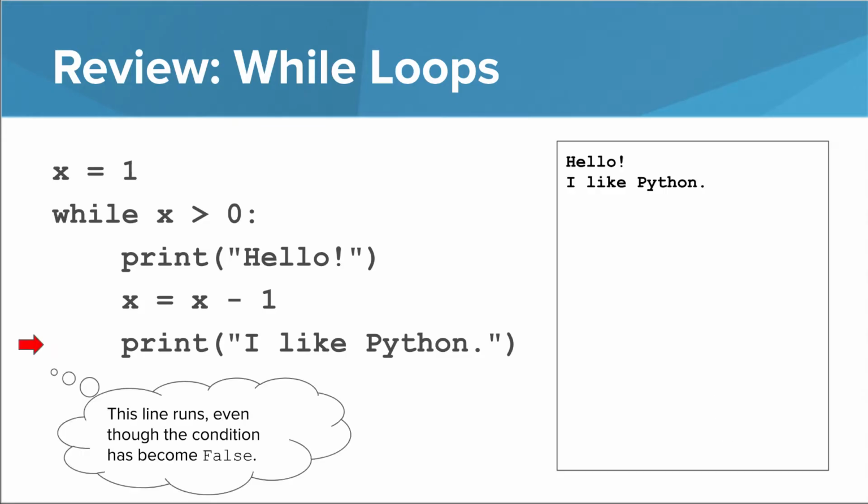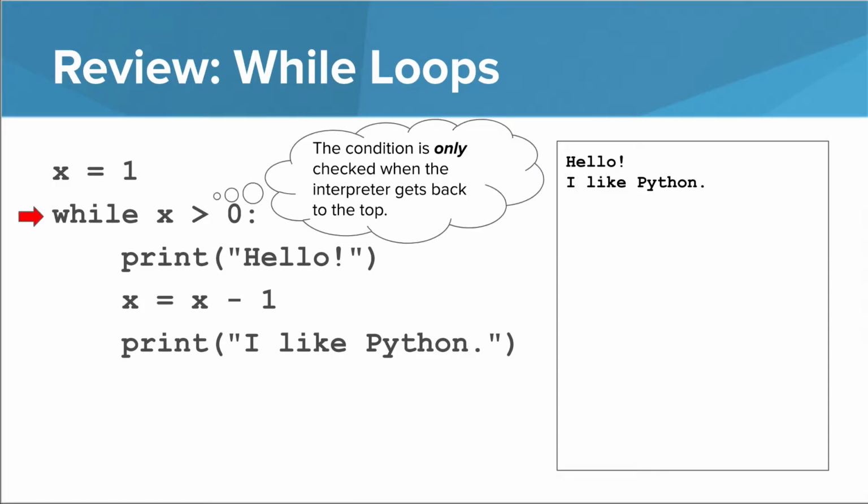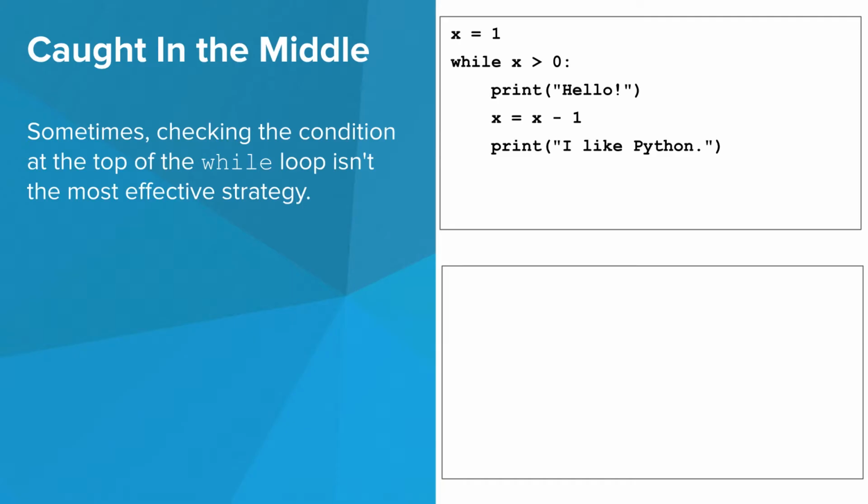Remember it? I don't know. Maybe. Okay, well, let me remind you what the key insight was here. Remember that even though the condition became false in the middle of the while loop, the rest of the body still ran because the condition isn't checked until the interpreter returns to the top. The fact is that sometimes, checking the condition at the top of the while loop isn't the most effective strategy.